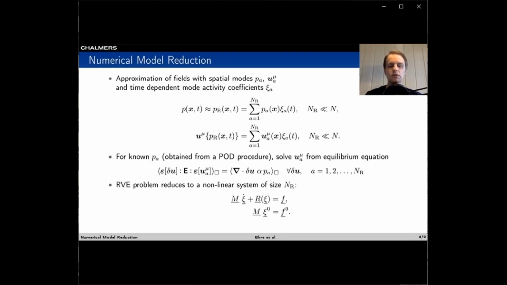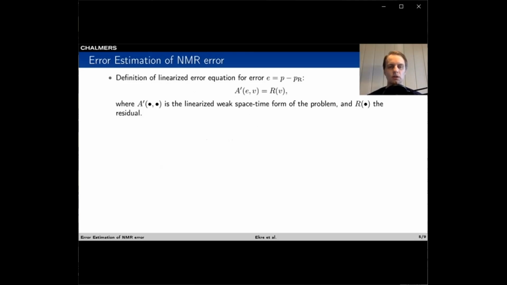The result of introducing these approximations in the equations from the previous slide is a small system of size N_R, which can be solved much more efficiently than the original system of size N. But obviously these approximations introduce another error, so we are interested in estimating this. In this work, we ignore other sources of error and focus only on the error from the model reduction. And I will go through the major steps that we use to define the estimator.